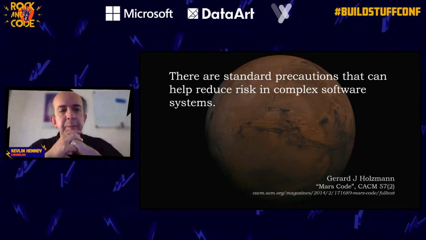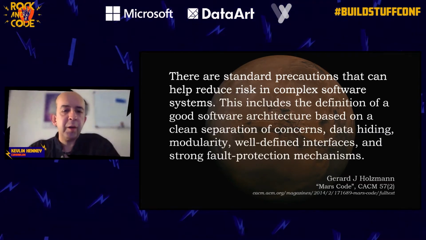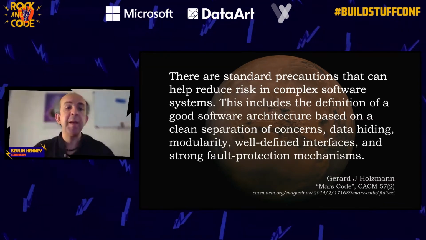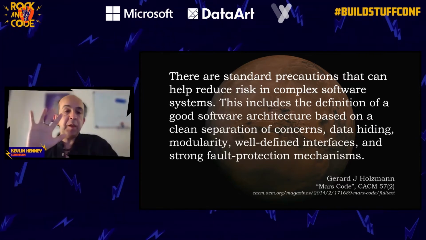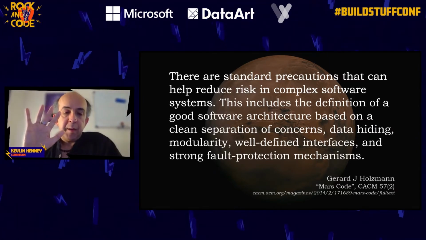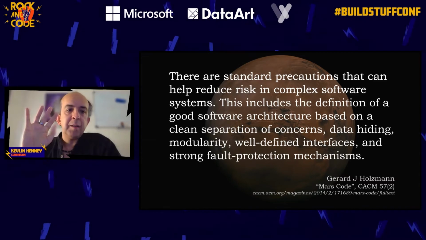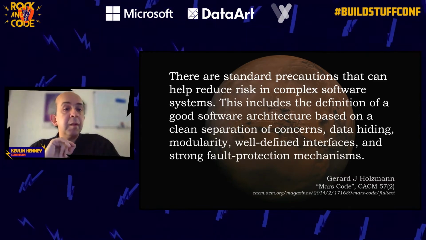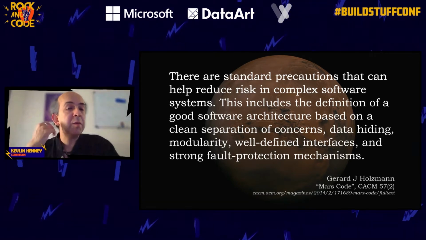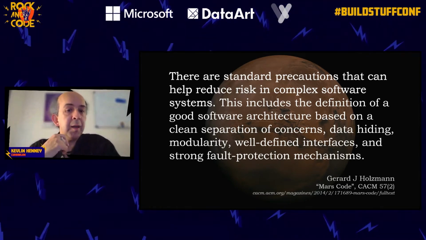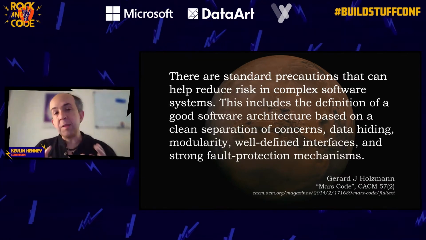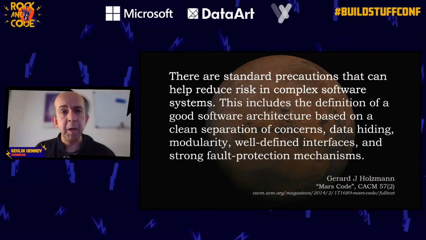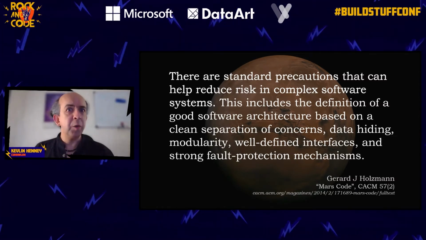But here's what he said. This includes the definition of a good software architecture based on a clean separation of concerns, data hiding, modularity, well-defined interfaces, and strong fault protection mechanisms. That's 5 things. Separation of concerns and data hiding and well-defined interfaces are 1970s. Modularity is a concept from the 1960s, but was better expressed in the 1970s. Strong fault protection mechanisms, clearly that's not necessarily applicable to every class of system. But if you have a probe on Mars, then you need strong fault protection mechanisms.